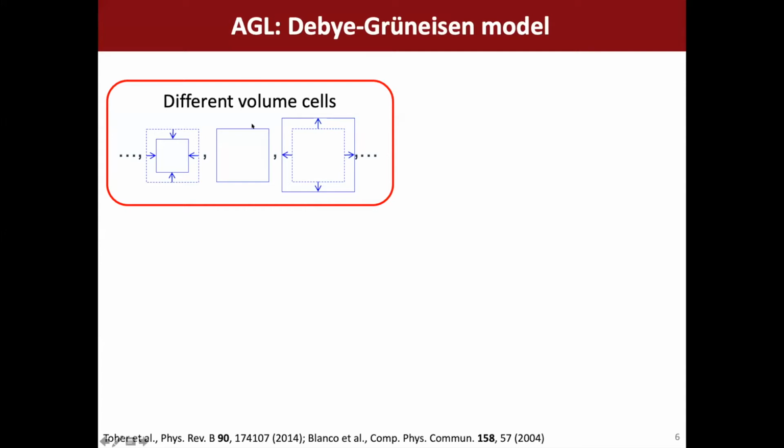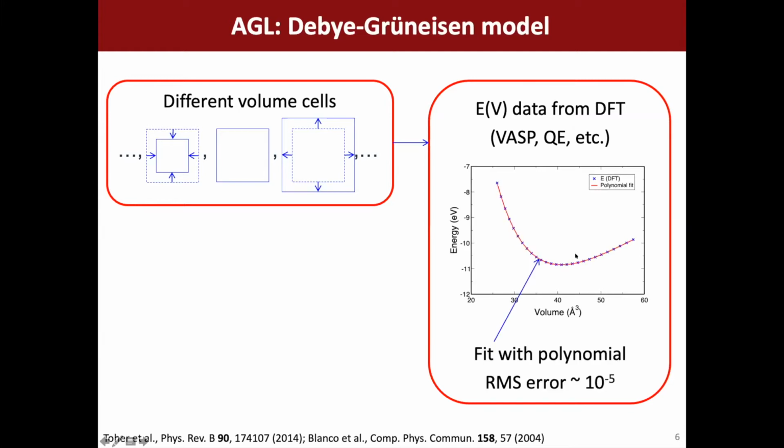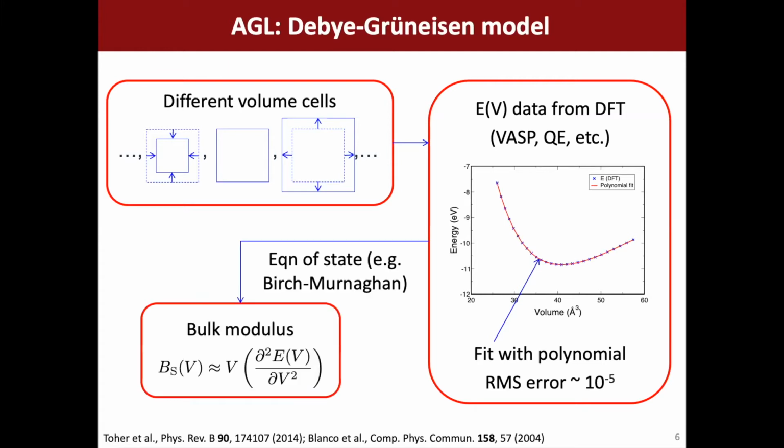We start from our standard size unit cell, and then we apply a set of isotropic compressive and expansive strains. For each of these different volume unit cells, we calculate the energy, so we get the energy as a function of volume curve. We can then fit this by an equation of state or by a polynomial, and from this you can get things like the bulk modulus. If you're fitting by a polynomial, this is the expression. There are other equations of state you can use, such as the Birch-Murnaghan equation of state. This gives you the bulk modulus as a function of volume.